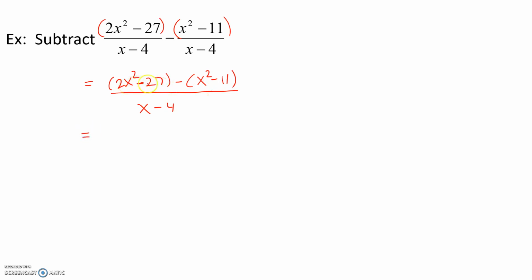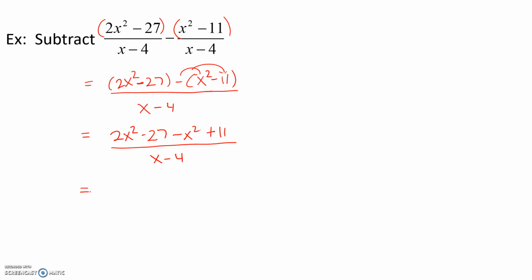Let's simplify this. 2x squared minus 27 is just 2x squared minus 27. However, the negative distributes to the x squared and to the negative 11, which makes the x squared a negative and the 11 a positive. Once again, when we subtract, we add the opposite of each term. So the x squared becomes a negative and the 11 becomes a positive, which is the opposite of each of these terms. And that is all over x minus 4.